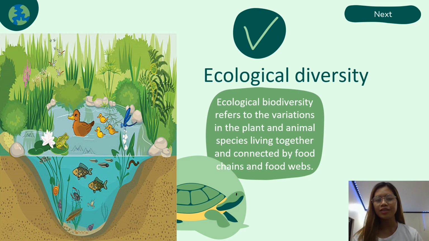The next one is the ecological diversity. Ecological diversity is a collection of living and non-living organisms and their interaction with each other. Ecological diversity refers to the variation in the plant and animal species living together, connected by the food chains and the food web. It is observed among the different ecosystems in a region. Diversity in different ecosystems like deserts, rainforests, mangroves, etc. is included in ecological diversity.